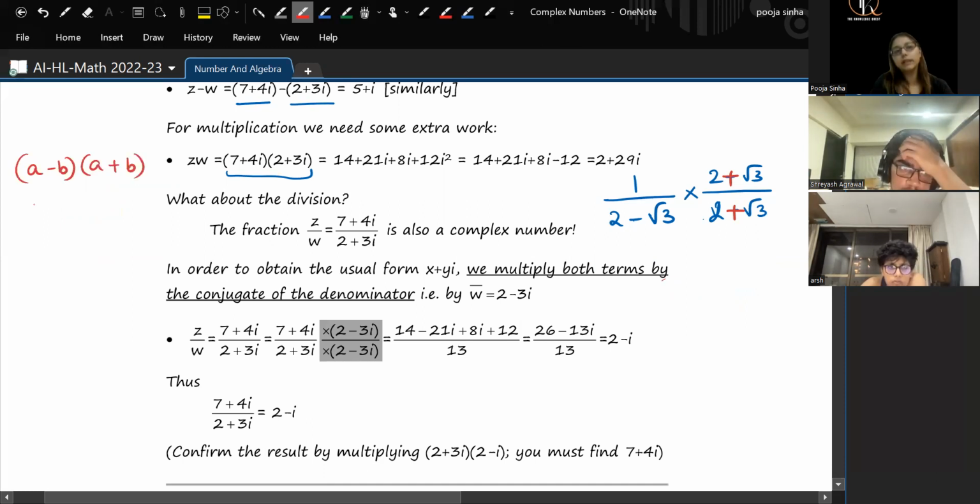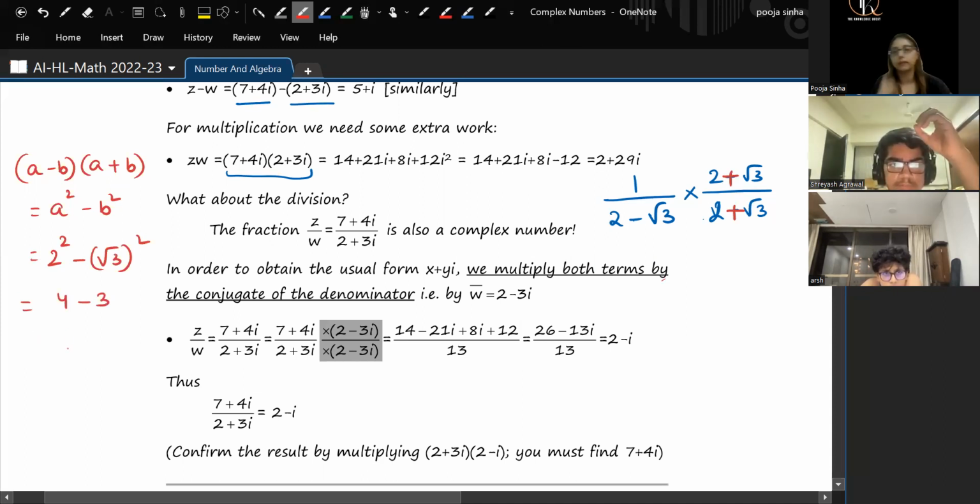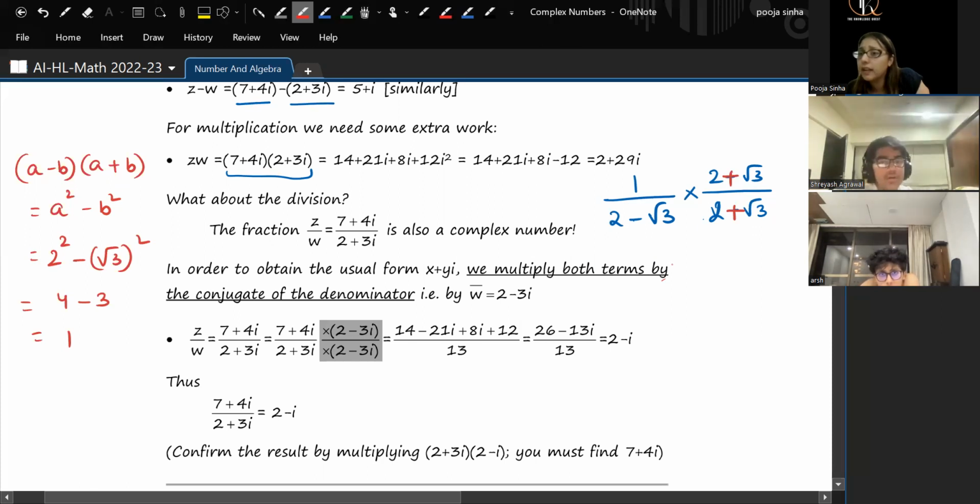Isn't it somewhat like this identity which used to be a square minus b square, right? So if I put it here, what is my a? 2 square minus root 3 square, which is 4 minus 3, which is 1, right? So ab kya hua? Are you getting it, Arsh? Which identity did it become? It became a minus b into a plus b. So what am I doing here? Am I not taking the conjugate here? You are. Exactly.